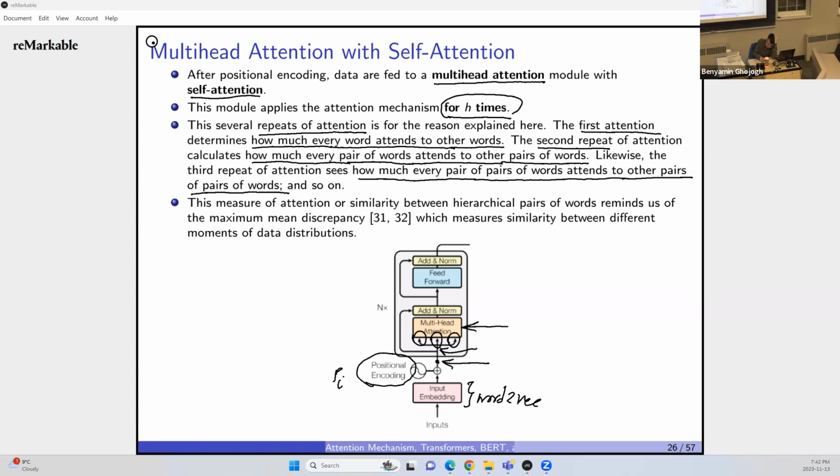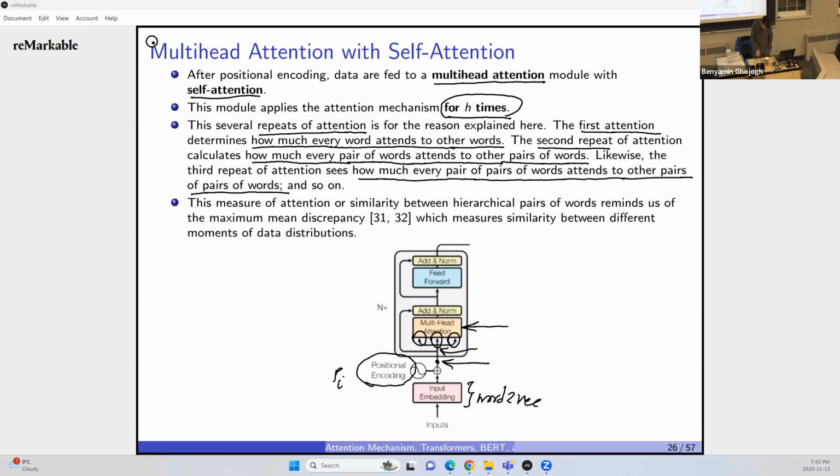Assume I repeat it for h times. H is a number of heads, right? So first repetition means how much every word attends to every other word. Second one, how much every pair of words attends to every other pairs of words. The third one, how much every pair of words attends to every other pairs of words, etc. It becomes a very big monster, right?